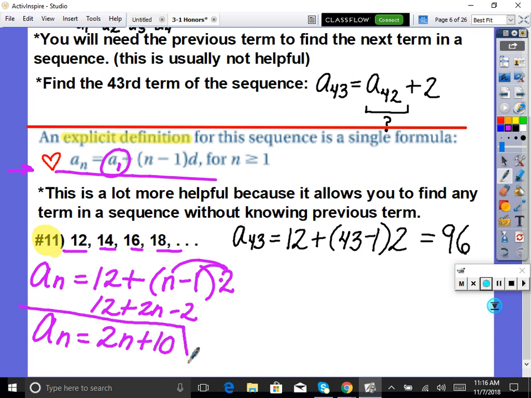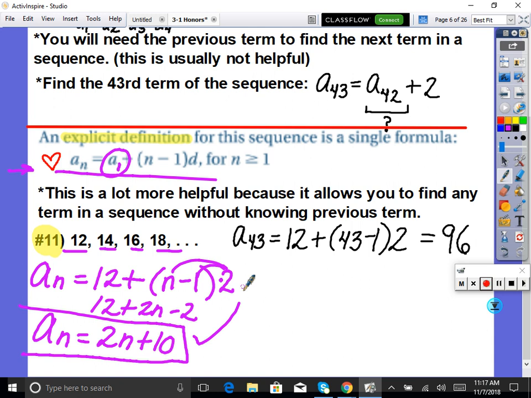This formula you can now use to find any term in the sequence. So now I can say to you, find the 100th term. And you'd plug in 100, wouldn't you? a sub 100, plug in 100. If I say find the 43rd term, you take 43 and plug it in right there. Ready, go, plug it in.